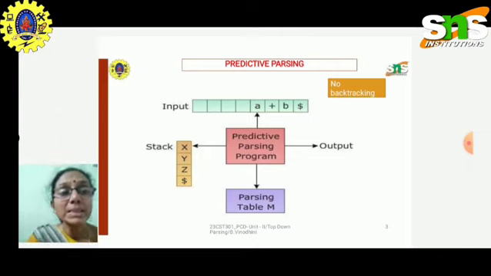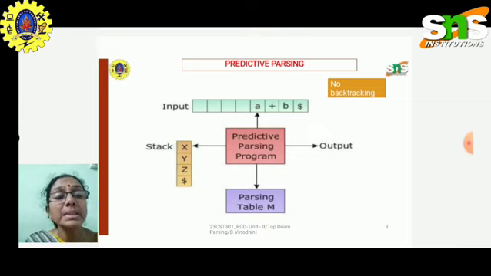What is stored in the input buffer? The input string is stored in the input buffer, ending with a dollar. The stack follows last in, first out order, so it uses push and pop operations for insertion and deletion. In the stack, the bottom contains the dollar, followed by the non-terminals. The parsing table is a matrix construction. The rows contain the non-terminals and the columns contain the input symbols. Each matrix entry contains the productions.